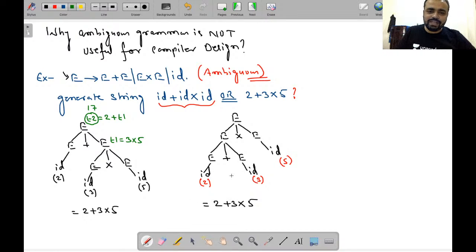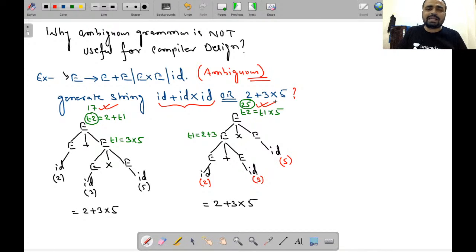Got it? Similarly, if we do the same thing over here, we are calculating 2 plus 3, and here we calculate T2 is equal to this result, that is nothing but T1 into 5. So ultimately, in this part, what result are we getting? We are getting the result 25 over here. So from the first parse tree, we are getting the result 17, and from the second parse tree, we are getting the result 25.